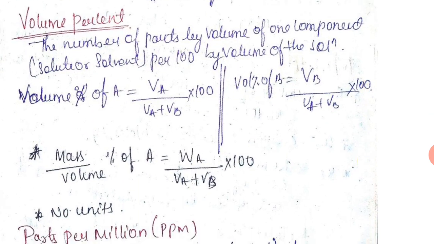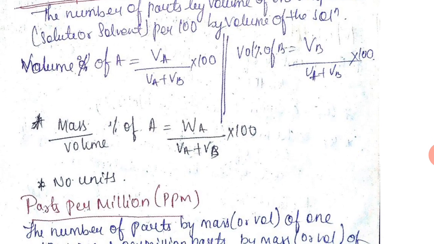Next, if we regard it as mass by volume, then it comes as density. For mass by volume, we get the weight of A by the volume of the total into 100. So there is no unit for mass and volume.